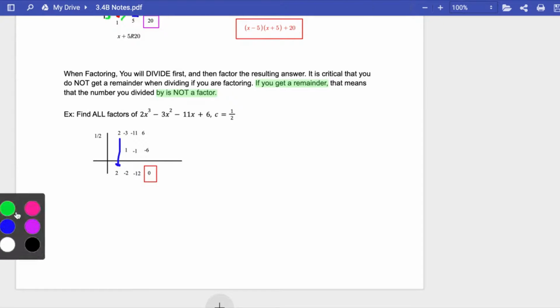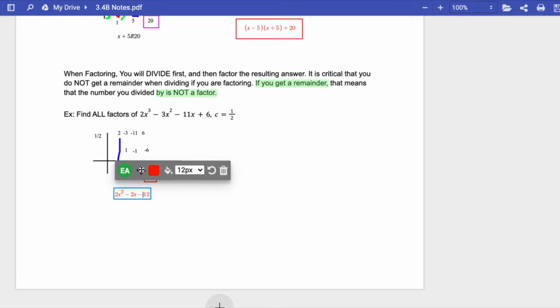Looking for that tool. So this, I'm just going to kind of skip ahead. This becomes 2x squared minus 2x minus 12. Okay, now I need to factor this.